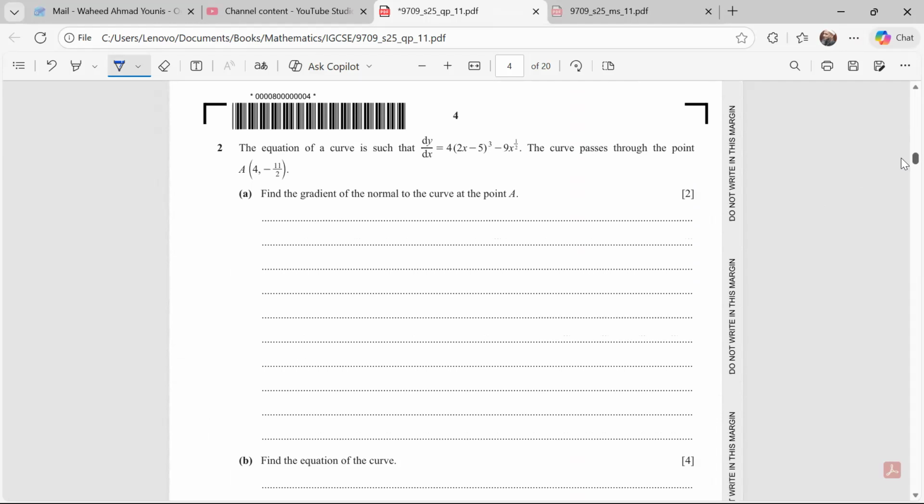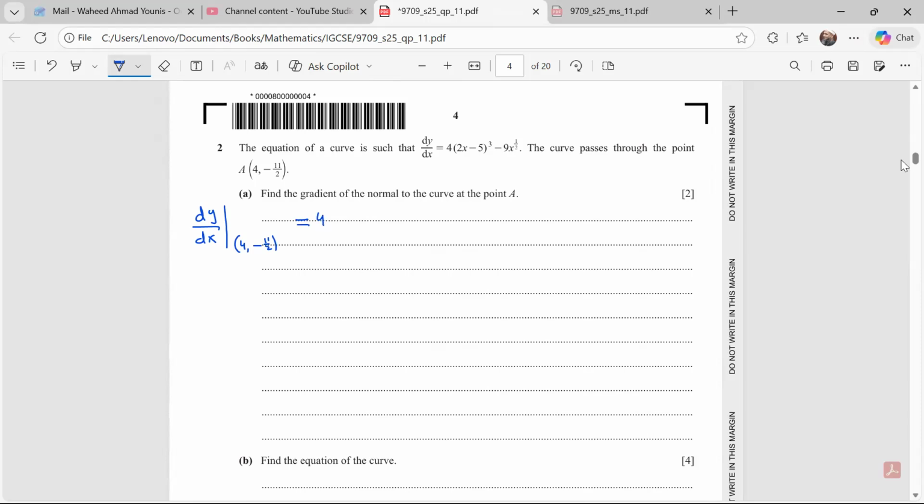The second question gives us the equation of the slope, the derivative, of a curve. The curve passes through this point. Find the gradient of the normal to the curve at point A. So we are given the derivative, so the slope is given. First of all, I would like to find the slope at this particular point. Derivative means dy by dx at this point, 4 and minus 11 by 2. At this point, what is the value of this slope?